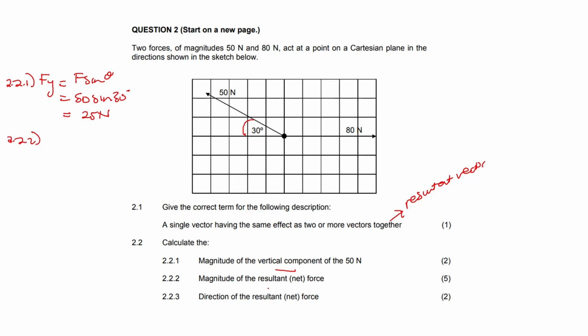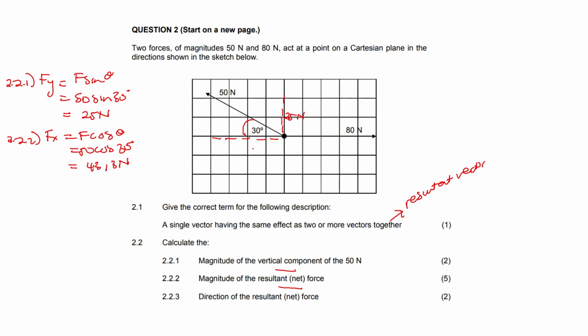2.2.2, calculate the magnitude of the resultant net force. All right, so we have the vertical component now, which is 25 newtons. They want the resultant net force, right? So what can we do? We can go and calculate the horizontal component of the 50 newtons. So let's go do that. So that will be 50 cos 30 degrees, and that will give us 43,3 newtons, right?